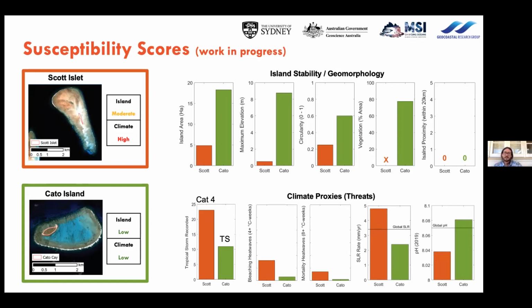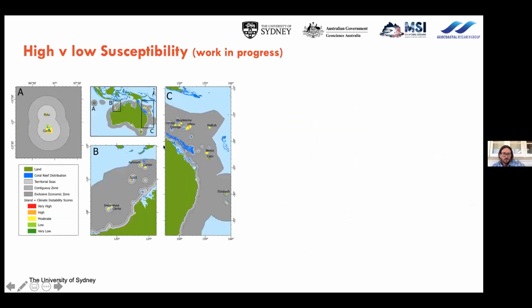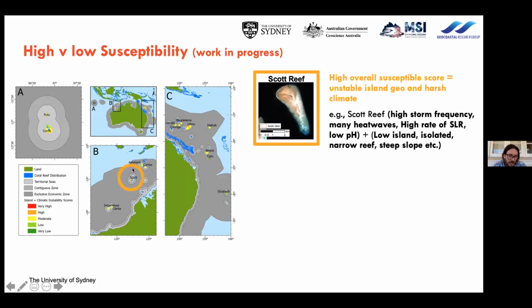So maybe that makes it inherently a bit more unstable. So what does that look like spatially? So we've done this for all of the islands. So we've got our 3 regions as we have here. And you can see that Scott Reef, which is just here, is our sort of high susceptibility.